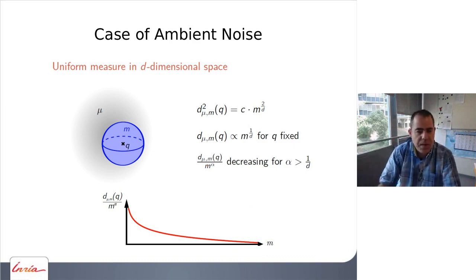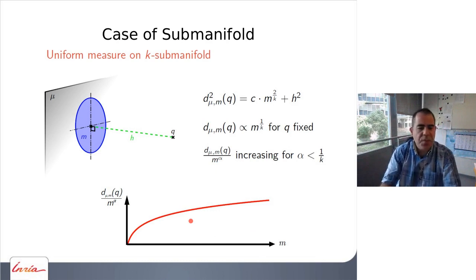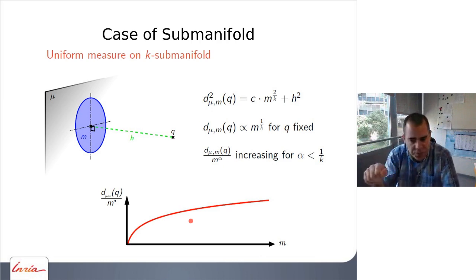That's all. What else? The other case, suppose this time it's a submanifold. Suppose it's a uniform measure, namely a point set uniformly distributed on the K submanifold. Suppose you are in 3D and that's the 2-manifold, embedded. In that case, we can prove that the function behaves like a constant times M to the power 2 over K plus H squared. And that means that this time we can invent a new function, D divided by M to the alpha. This time this is increasing for alpha smaller than 1 over K. So we can have a function like that depending on M.